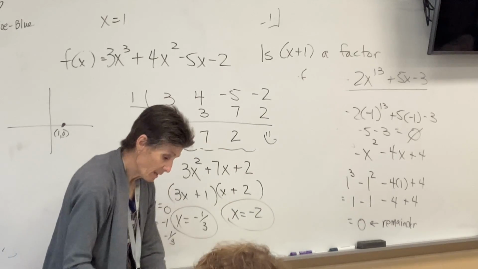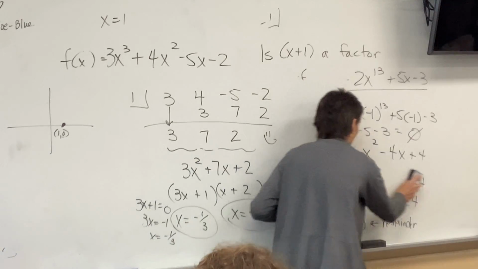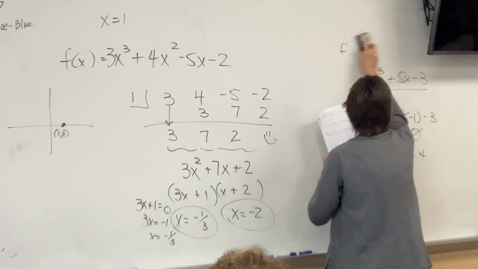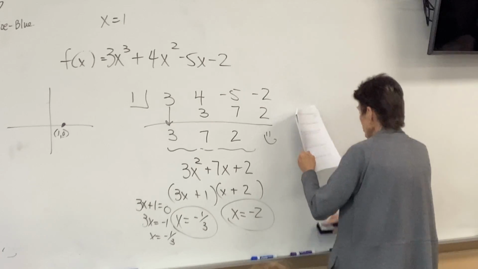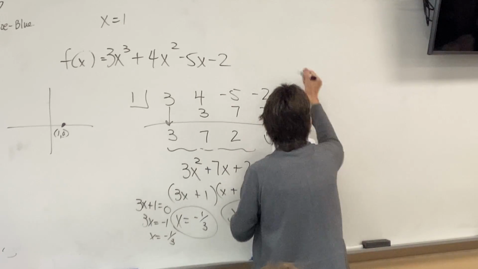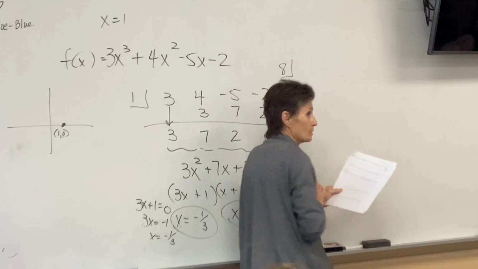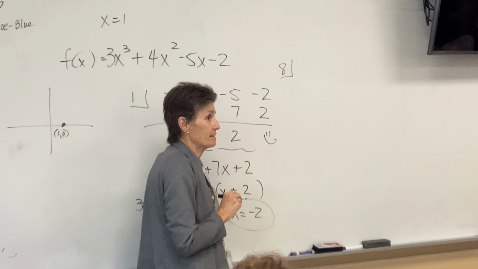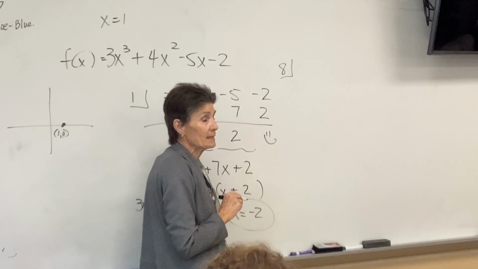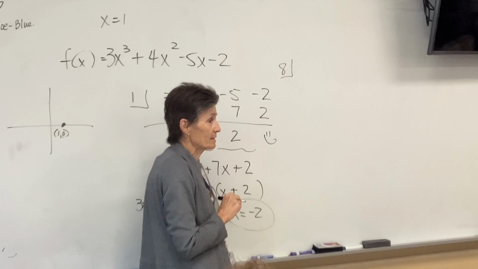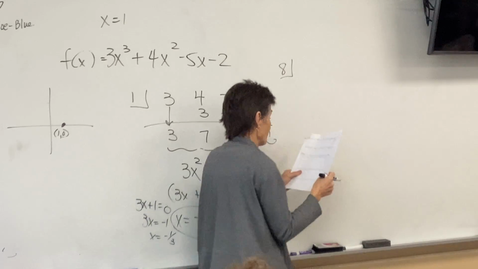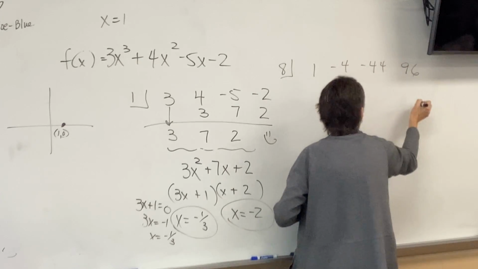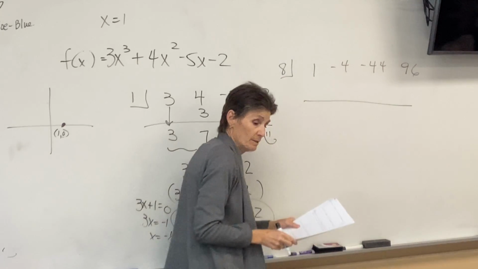So, everybody is tired and out of it, as you are. Everybody should be able to do the next problem. You have been told that 8 is a root. So what goes in the box? 8. Because I'm not putting it in a parentheses or taking it out of a parentheses. 8 goes in the box. 1, -4, -44, and 96. I'm going to divide that out.